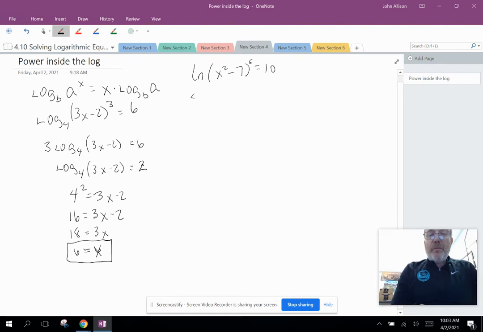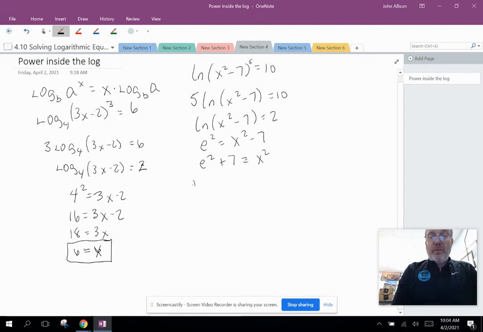But anyway, we can use this property first and say 5 times ln of (x squared minus 7) equals 10. Divide both sides by 5 and get ln of (x squared minus 7) equals 2 when we divide 10 by 5. Now we can convert to exponential form and get e squared equals x squared minus 7. And if we add 7 to both sides, we get e squared plus 7 equals x squared. Take the square root and we get plus or minus the square root of e squared plus 7 equals x.